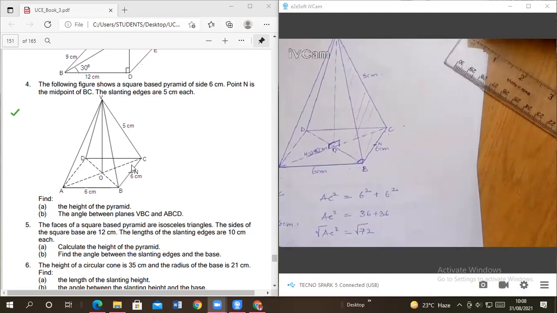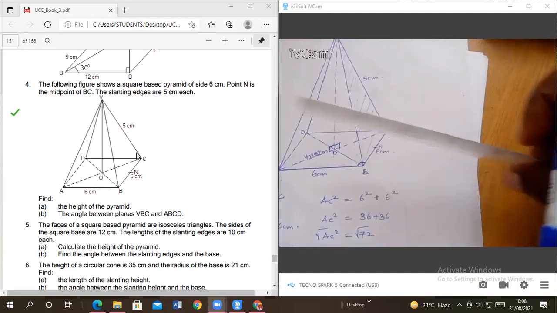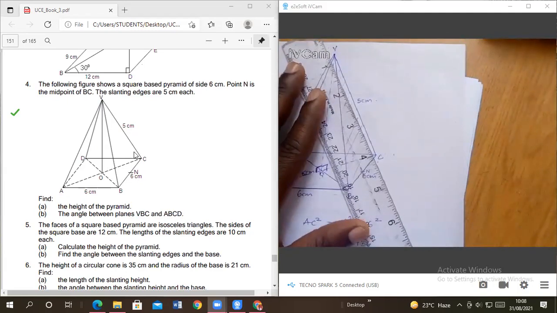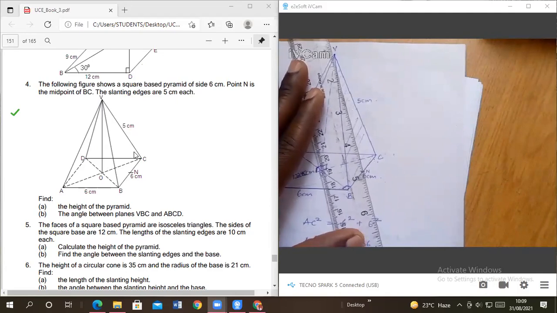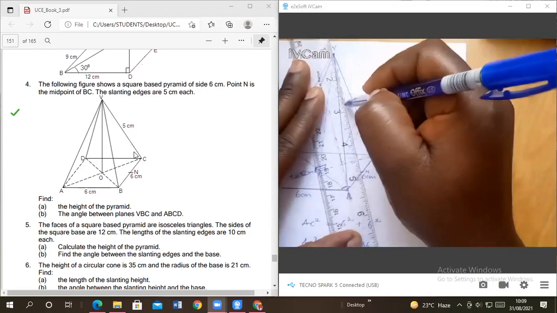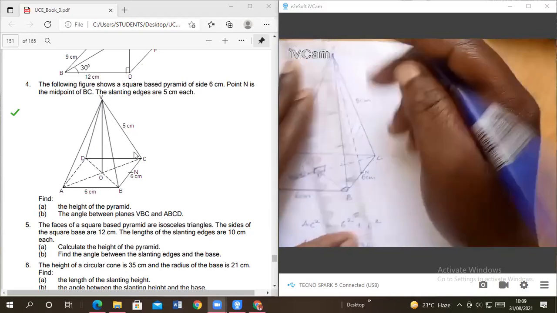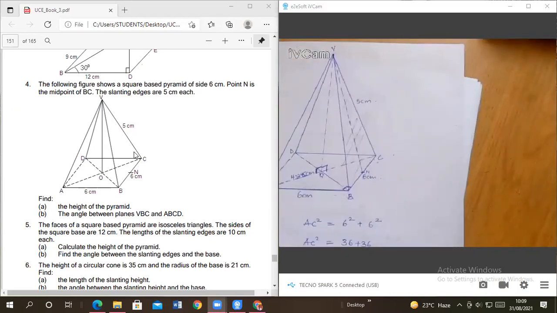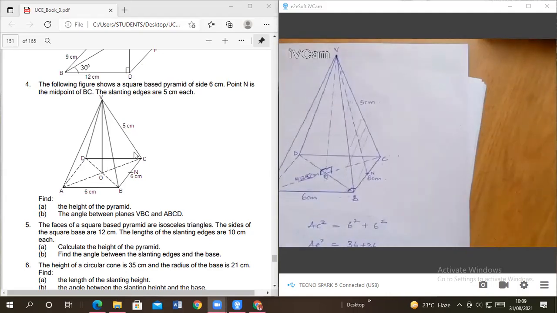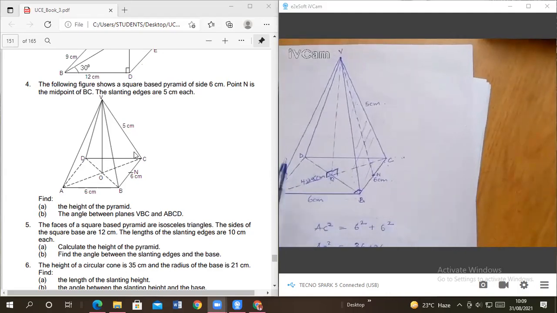Yes, V to N. So we are going to draw that line first, V to N. I'm drawing it now, with a dotted line. Okay, there it is, from V to N. Why have I drawn that line? I've drawn that line because I want to determine the angle between that triangle VBC and the base ABCD.